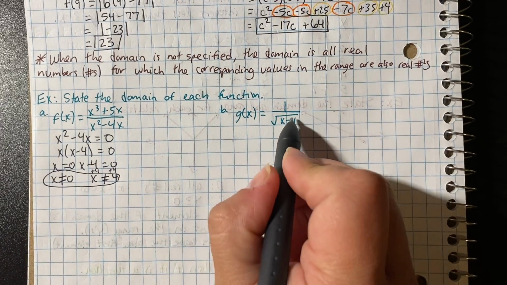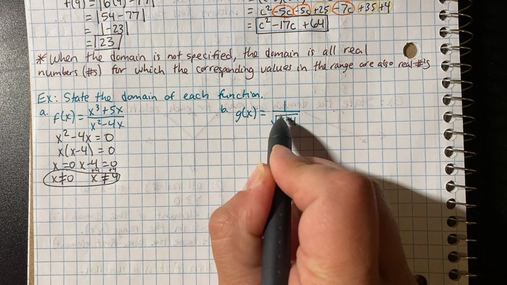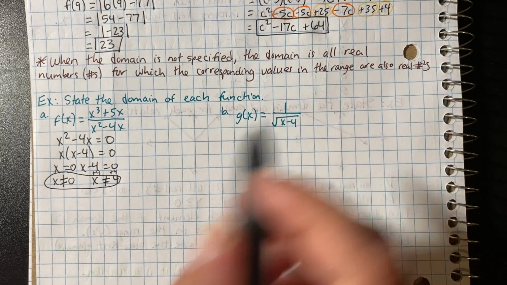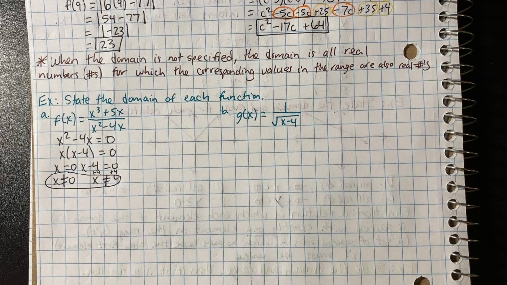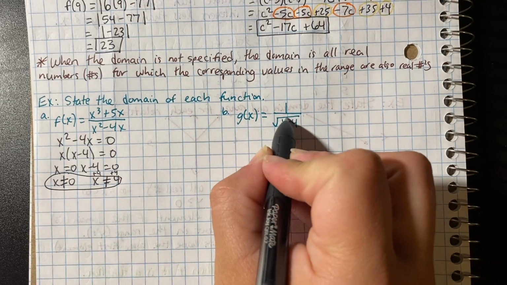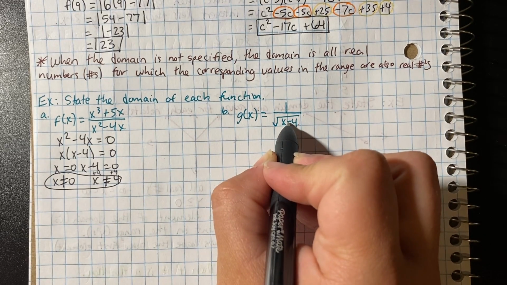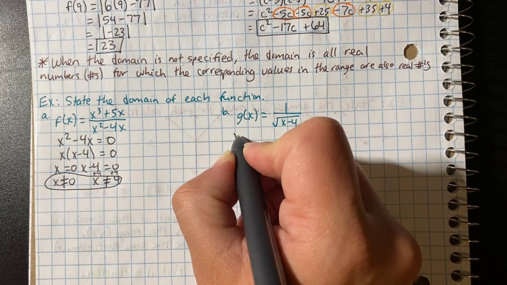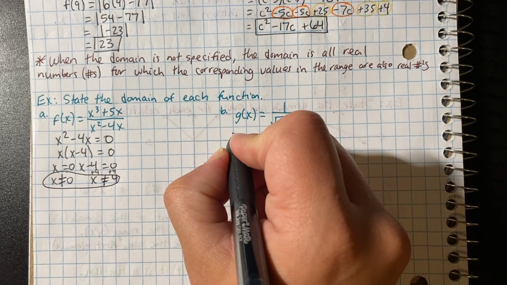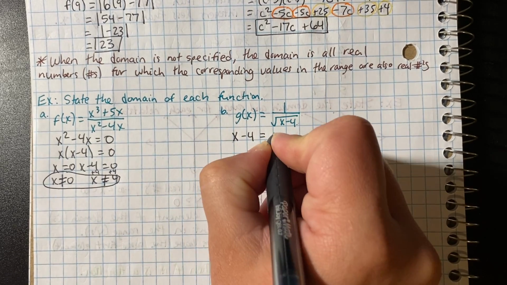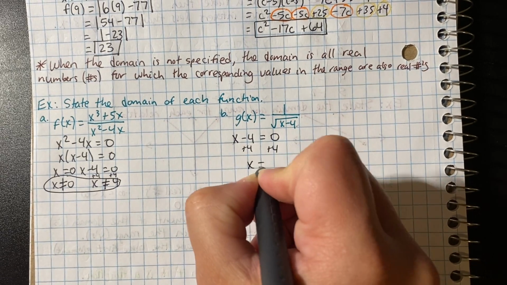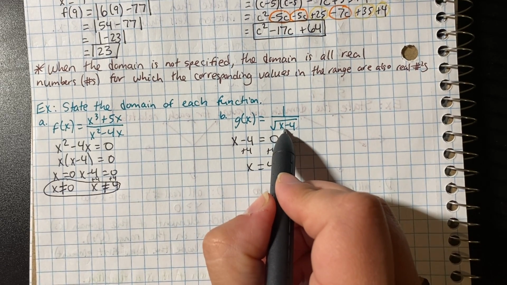All right. This one, okay, same thing. Fraction can't be 0. Okay, what about our square roots? They can't be negative. So we know that we need to find out when this is greater than 0, because we can't have it be negative. So we're going to say, when is x minus 4 going to be equal to 0? Okay, when x equals 4, it'll be equal to 0.